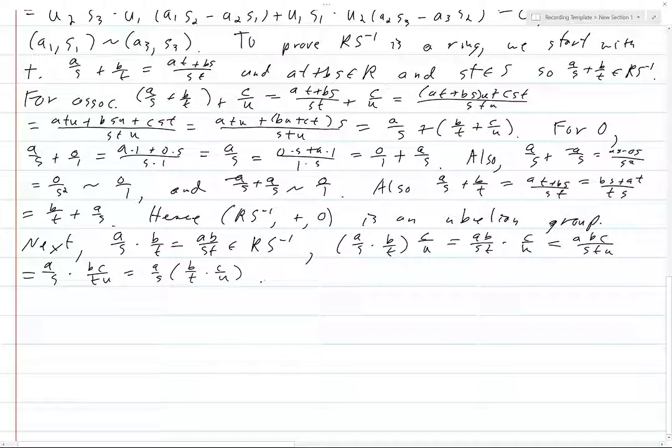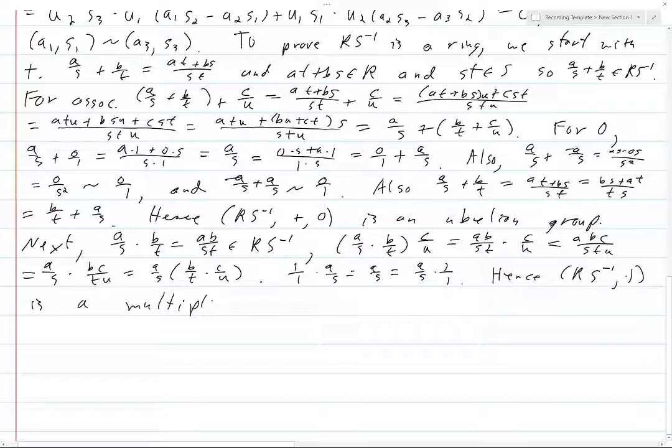For the identity: 1 over 1 times A over S equals A over S equals A over S times 1 over 1. So hence, that's all we need, because all we need is that it's a multiplicative monoid: you need closure, you need associativity, and you need an identity element.